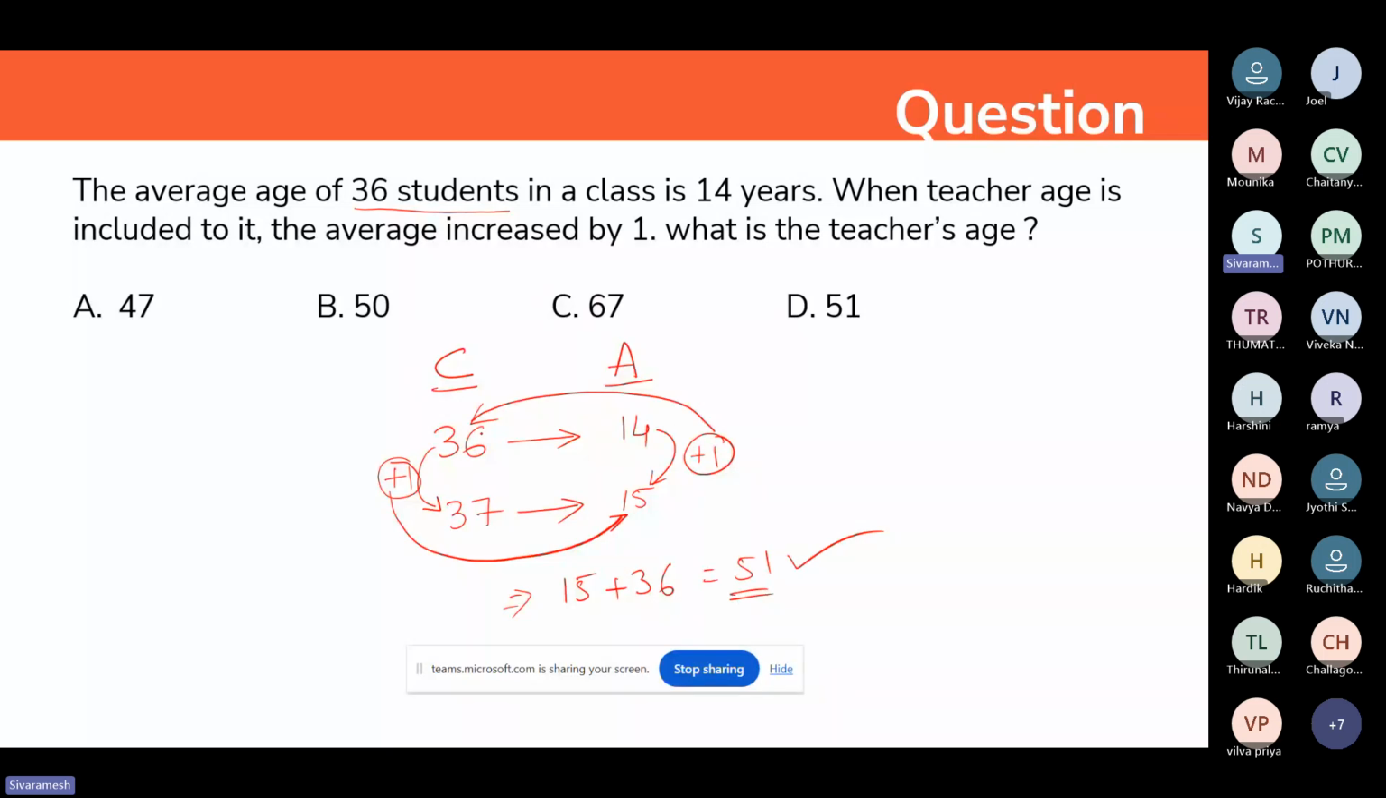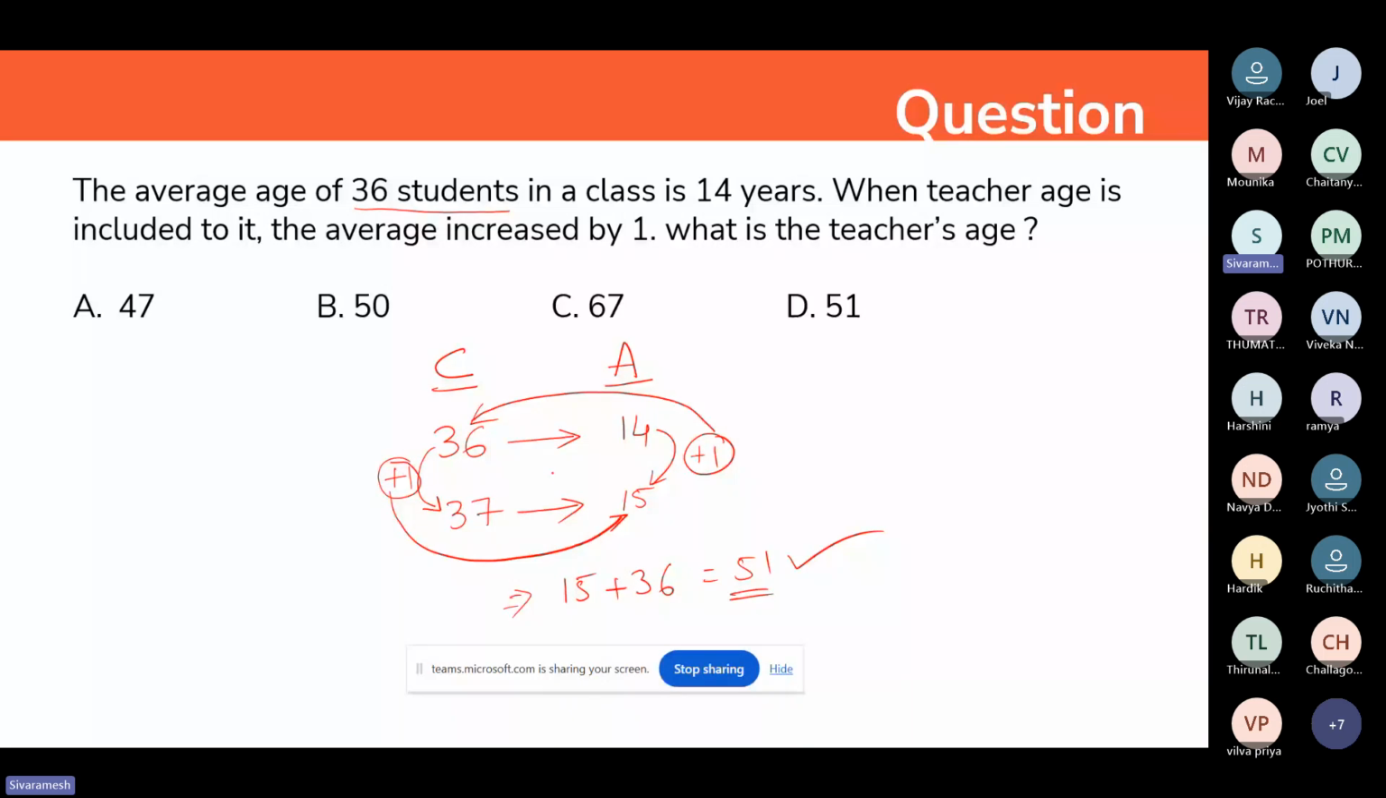Very simple, guys. You just observe: count on one side, average on the other side. If the teacher age is included, count is increased. And what about the next question, where one employee is excluded? Obviously excluded means we need to remove. If you want to remove, obviously the count will get decreased. So the count will change.